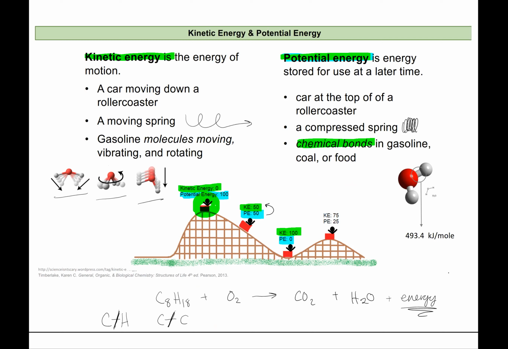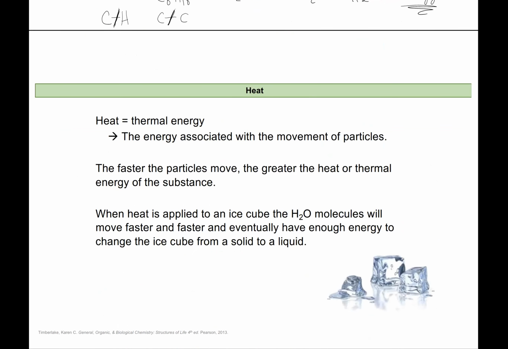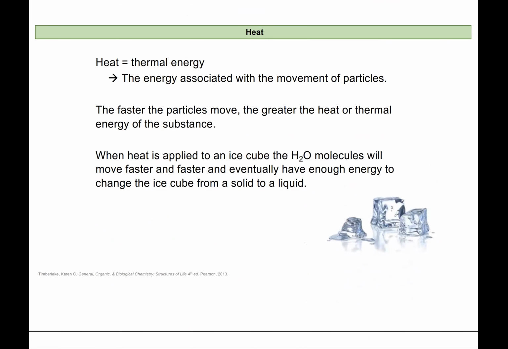This energy can be motion, and we also experience kinetic energy as heat, which I hope is my next slide. It is. Heat is a specific type of energy that we call thermal energy. It's a kinetic energy, like a subset of kinetic energy. It's associated with the movement of particles. The faster particles move, the greater heat or thermal energy they have. As temperature increases, the kinetic energy of those particles is increasing.